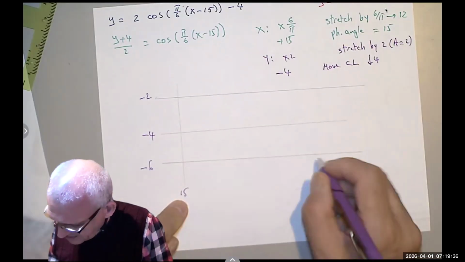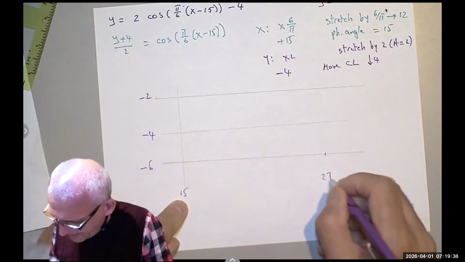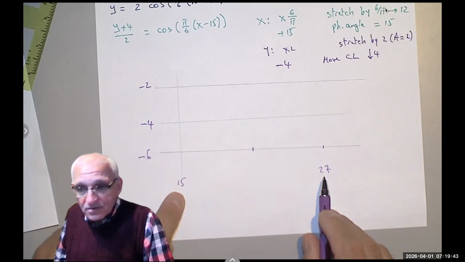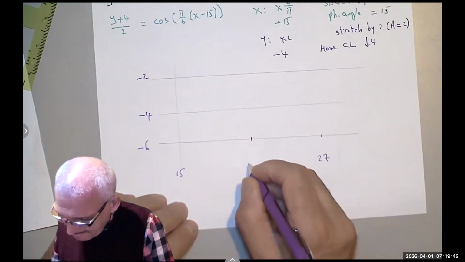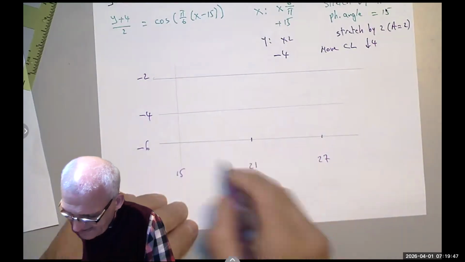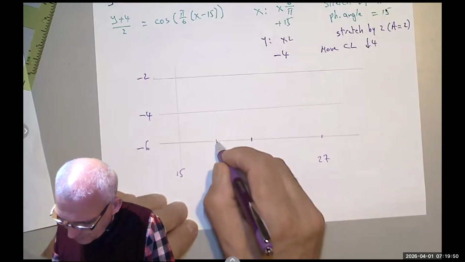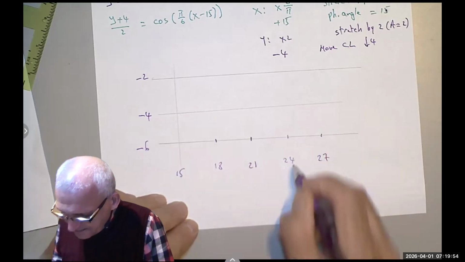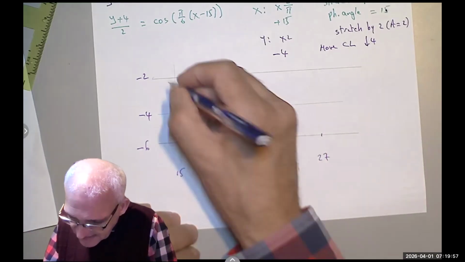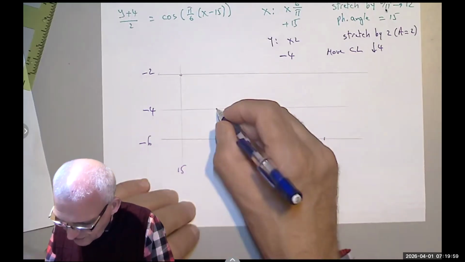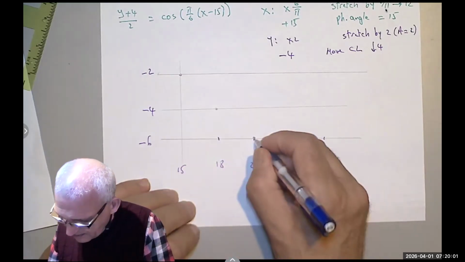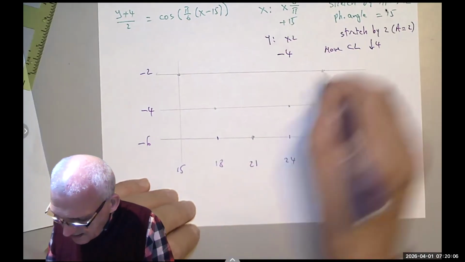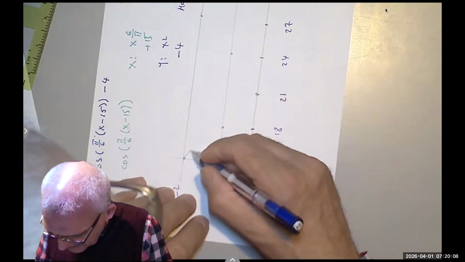So I go from 15 to 27. That's a whole period. The midpoint is the average between these two, which is 21, right? And then the average of these two is midway, which is 18, and the average of these two is midway, which is 24. I know that I start maximum at the cosine, then I go to the 0, then I go to minimum, then I go to 0, then I go to maximum again. So it's going to look something like that.